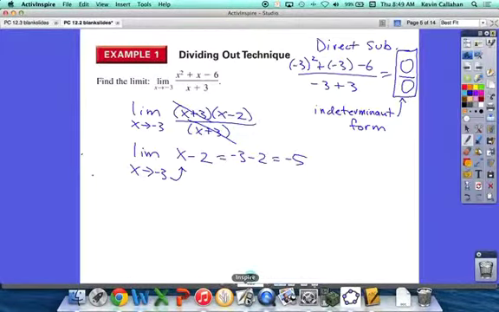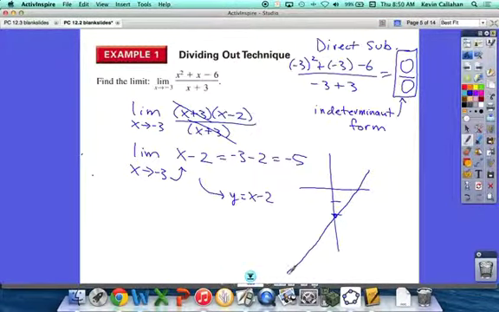If I graph it, the function is going to look like y equals x minus 2. If I look at the graph of y equals x minus 2, that's a straight line. It has a y-intercept of -2. It has a slope of 1. So it looks something like this, but at x equals -3 there would actually be a hole in the graph. This function is not defined at x equals -3. There is a hole in the graph.